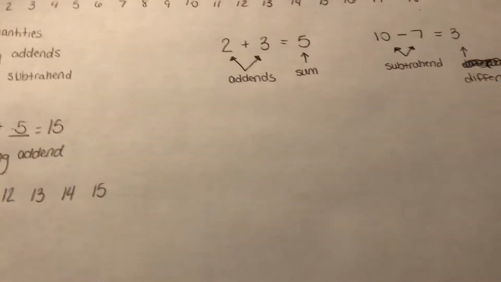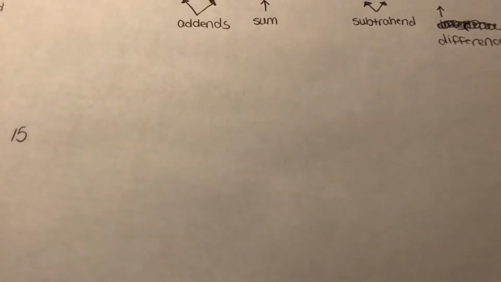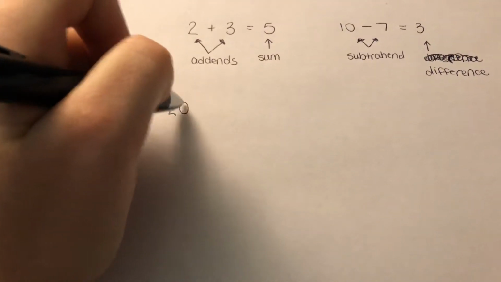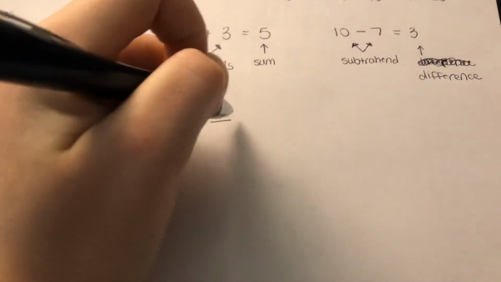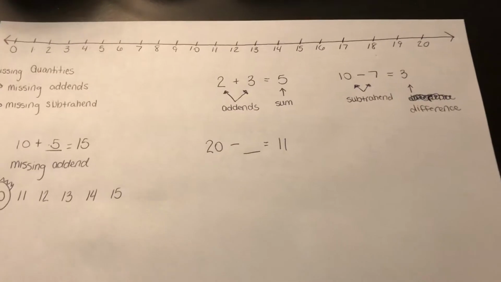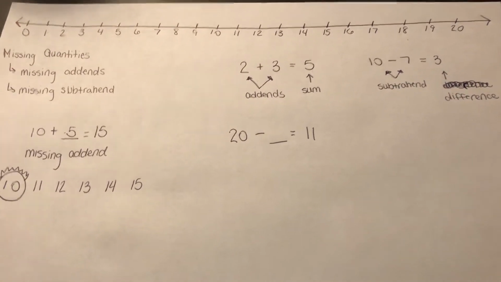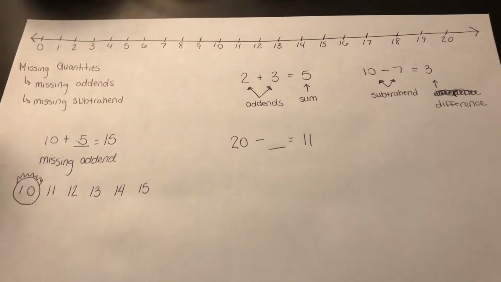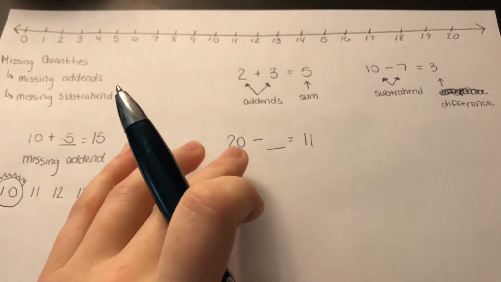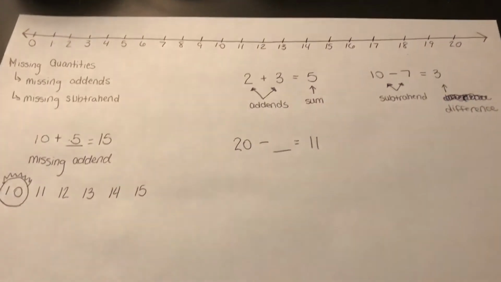So let's hop over to the missing subtrahend now. A missing subtrahend can be viewed in two different ways. The first example is when it gives you the very first number: 20 minus what equals 11. Here we teach the students a different strategy, because it's very difficult to use the number line in this example. If the first number is missing, they have to count in a different direction, and it gets very confusing for them.